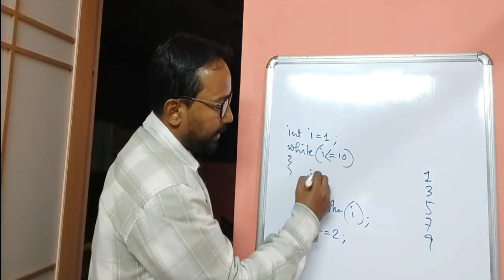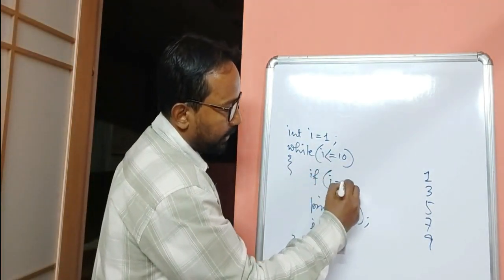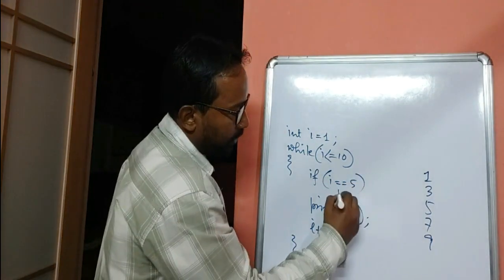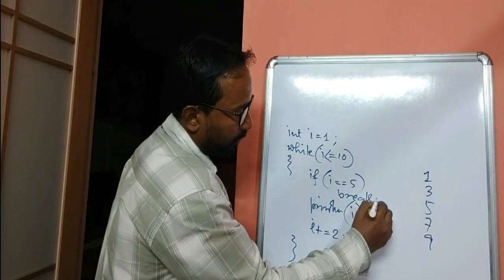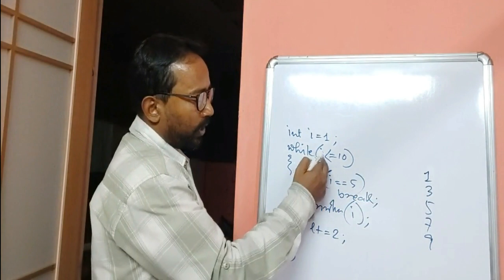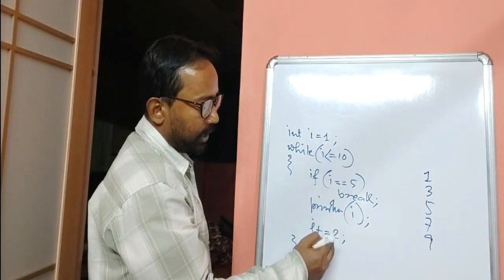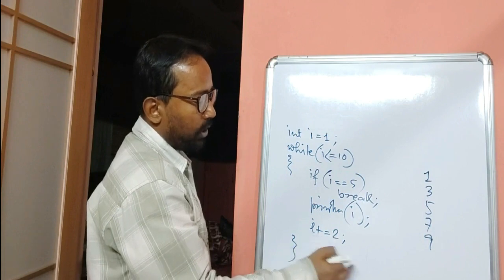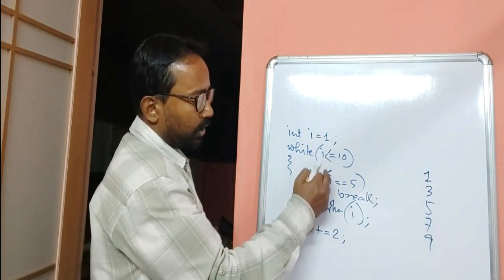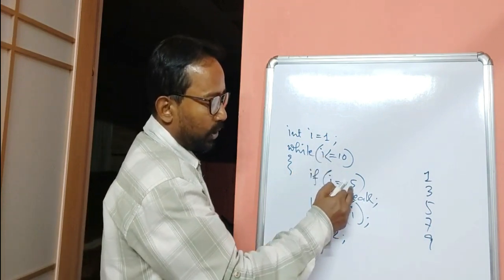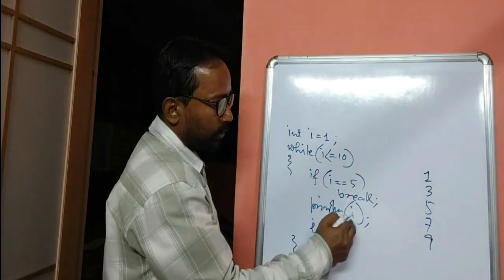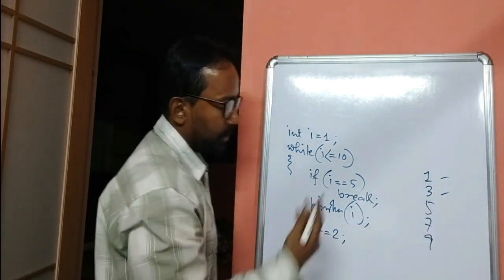Now if I write here, if i is equal to 5, then break. So what will happen? For the first value of i, the condition is true, this is not true. This statement will execute, it is updating the value of i by 2. Then for 3, this condition is true, control will come here. 3 is not equal to 5, no, break will not execute, it will print 3. So 1 and 3 will be displayed in 2 lines.